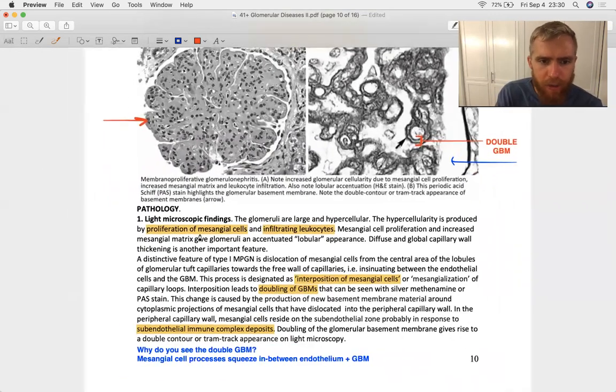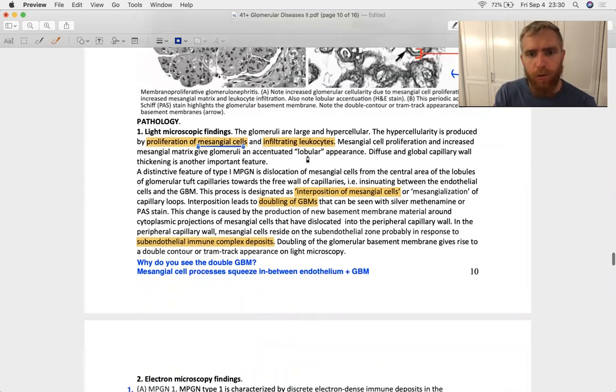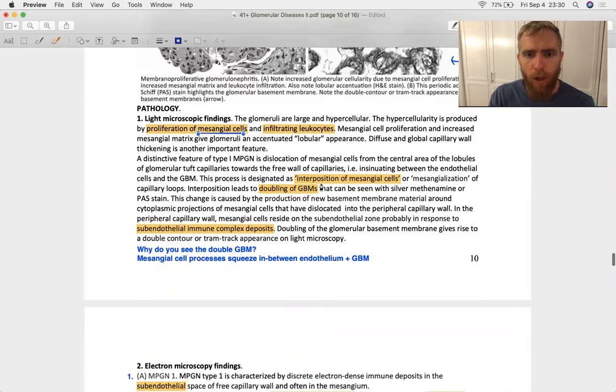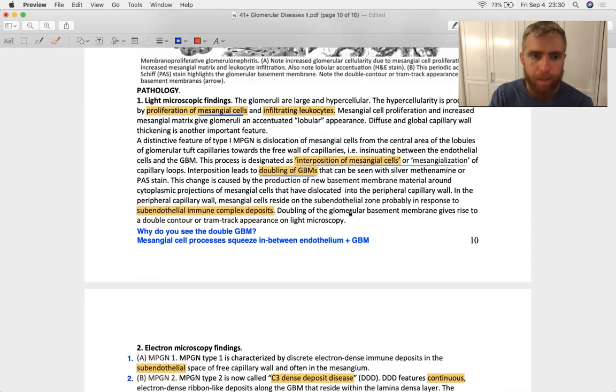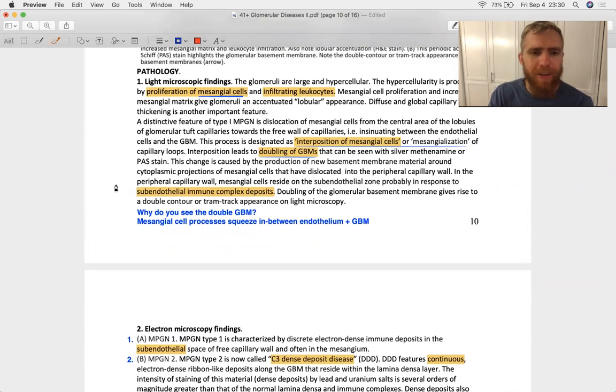So again, it's mesangial cells that are duplicating and dividing. You could see some leukocytes, white blood cells in there as well. And again, the interposition of mesangial cells is what's going to lead to the doubling of basement membranes by podocytes. You're going to see subendothelial immune complex deposits.